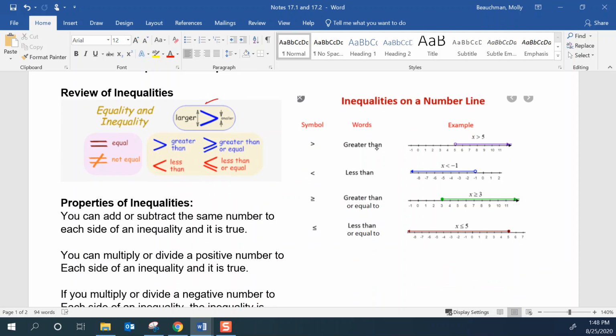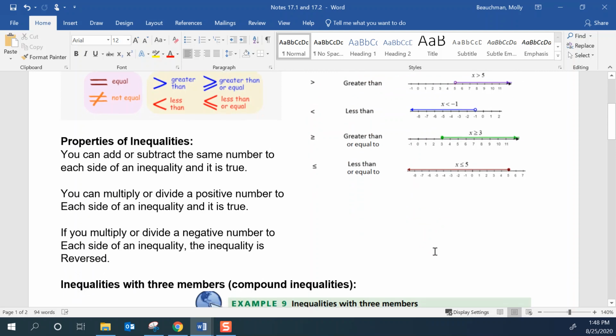Looking at some inequalities on a number line to remind you how they're graphed. If the symbol is greater than, we graph it with an open circle. X is greater than 5 has an open circle on 5 and points to the right. That means x represents all numbers greater than 5, even 5.0001, which is why we use an open circle. Less than: x is less than -1, open circle on -1, pointing to the left. Greater than or equal to is a solid circle because this could equal 3 as well as be greater than 3, so the solution set is 3 and everything greater. Less than or equal to is a solid circle pointing to the left, for x less than or equal to 5.